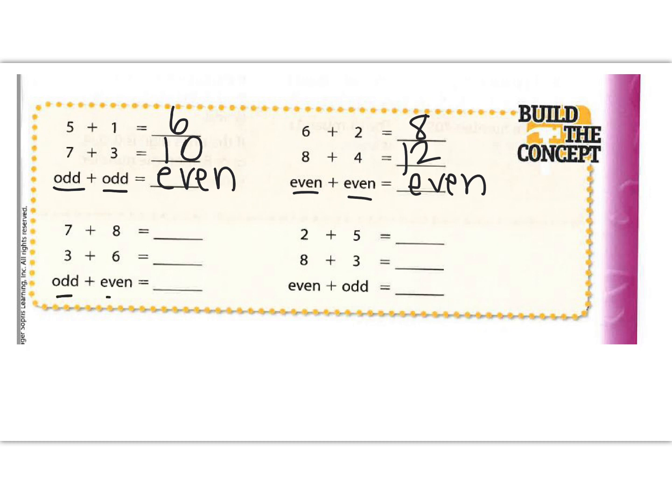If you do an odd plus an even, 7 plus 8 is 15. 3 plus 6 is 9. The answer is odd. Or switch it around, even plus odd. 2 plus 5 is 7. 8 plus 3 is 11. That is odd. So if both numbers you're adding are odd or both are even, then you get an even number. But if one is odd and one is even, then the answer is odd.